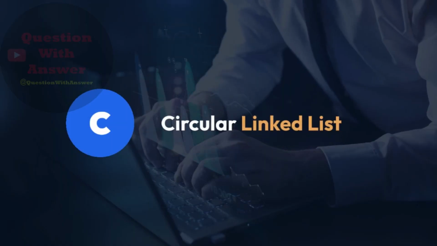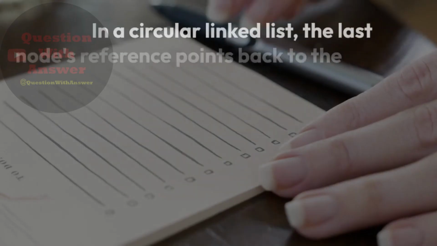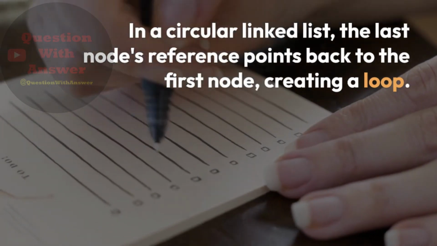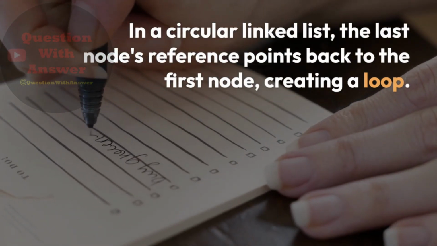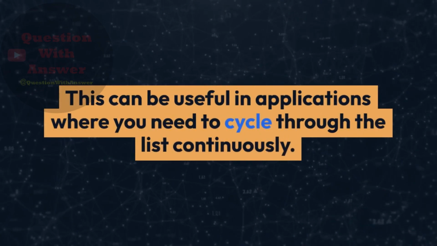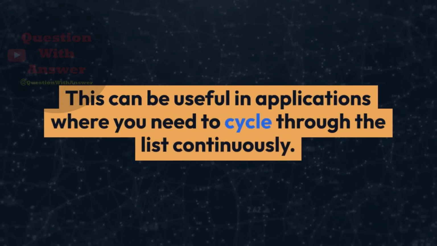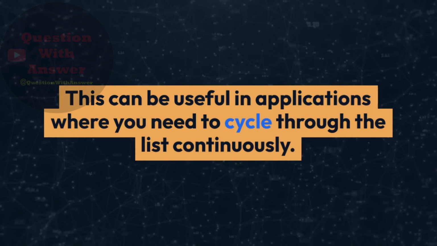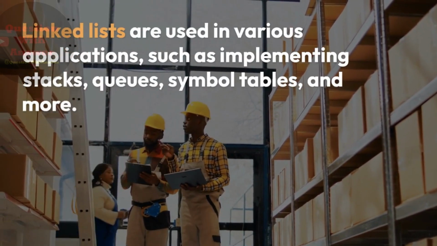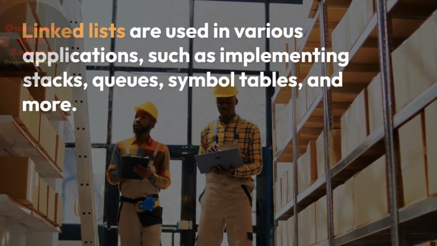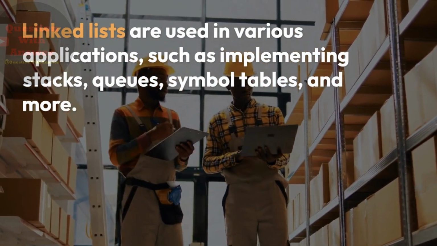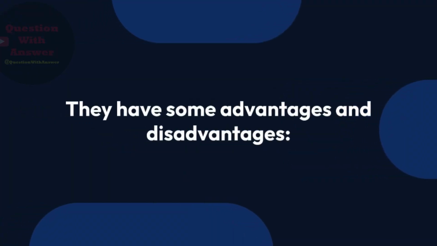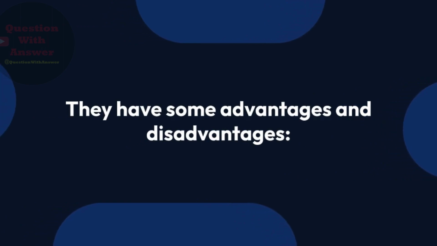C. Circular linked list. In a circular linked list, the last node's reference points back to the first node, creating a loop. This can be useful in applications where you need to cycle through the list continuously. Linked lists are used in various applications, such as implementing stacks, queues, symbol tables, and more. They have some advantages and disadvantages.